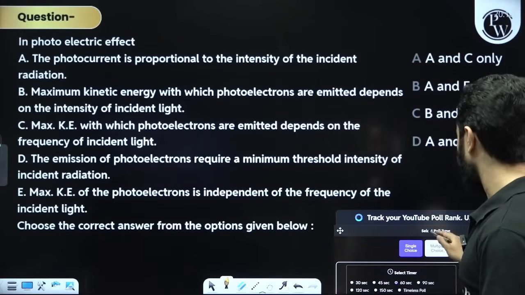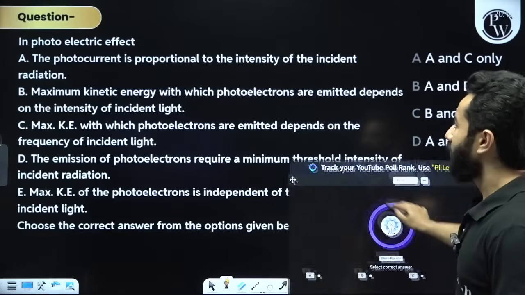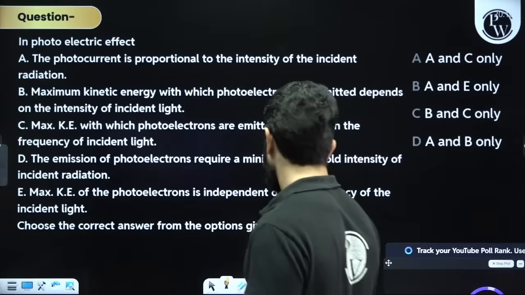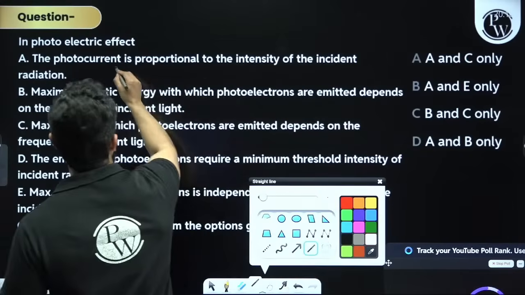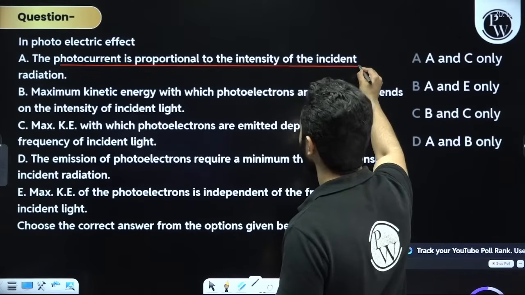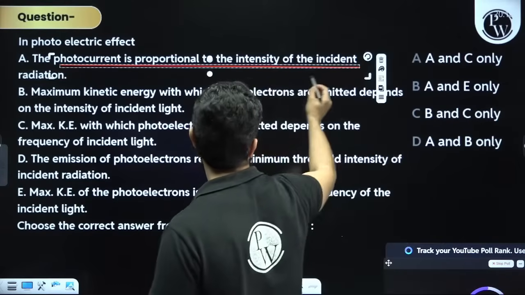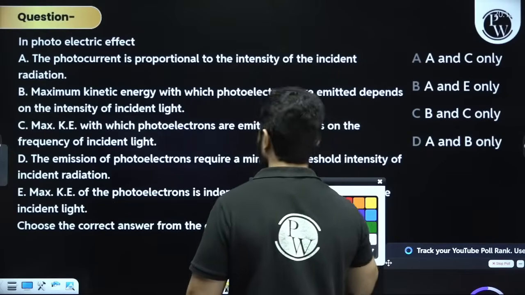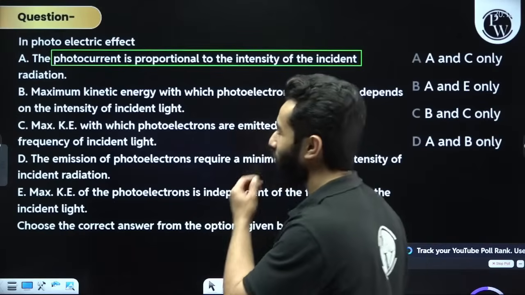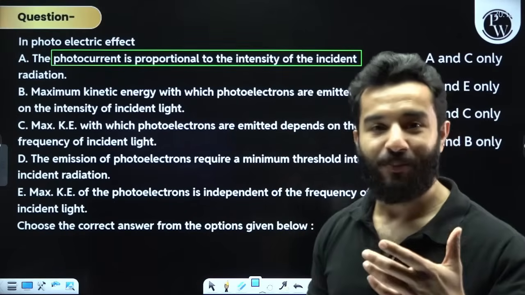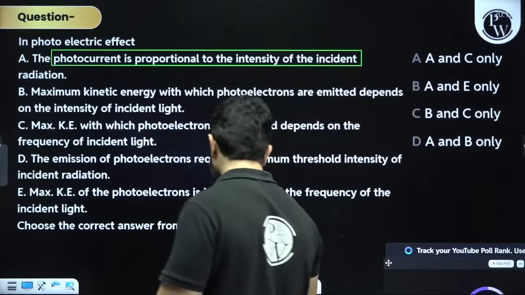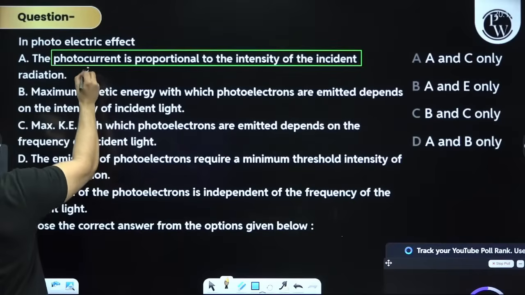The photo current is proportional to the intensity of the incident radiation. Is that correct, my dear friends? You tell me, is that correct? I think so, right? Photo current does depend upon the intensity. More intensity means more number of photoelectrons can come out, right? So this statement is correct.